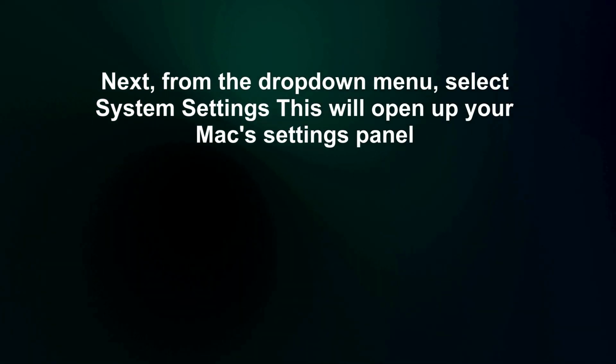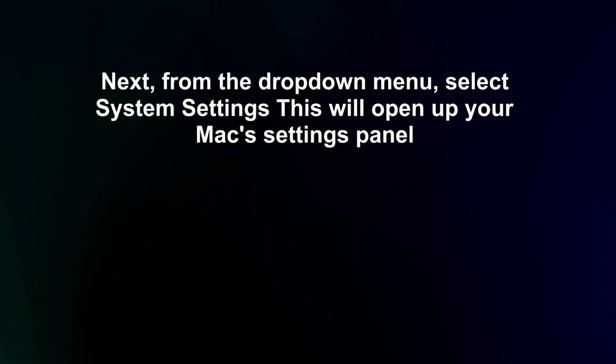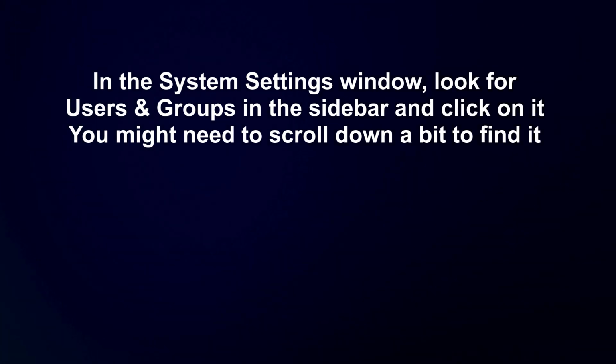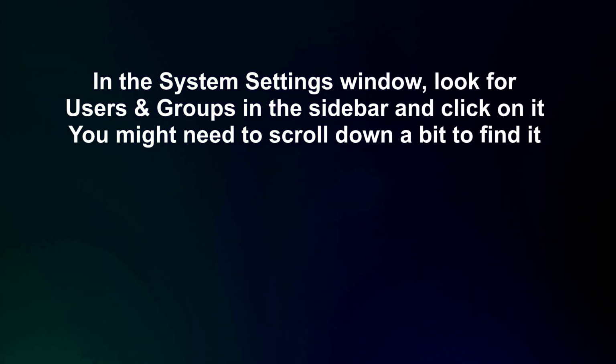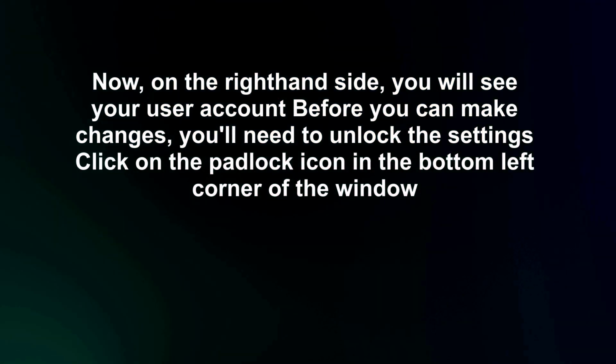Next, from the drop-down menu, select System Settings. This will open up your Mac's settings panel. In the System Settings window, look for Users and Groups in the sidebar and click on it. You might need to scroll down a bit to find it. Now, on the right-hand side, you will see your user account.